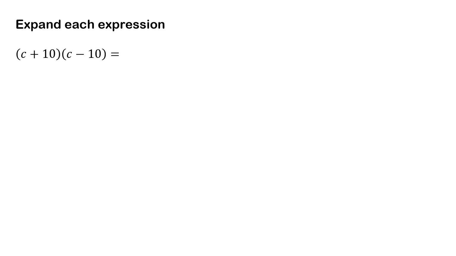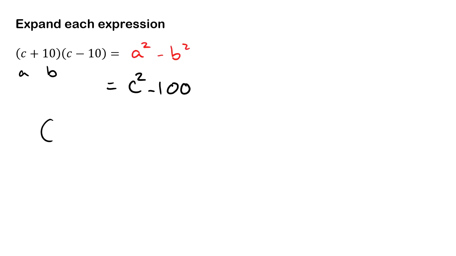So we're going to do some examples here. So remember, if this is a, that's b, and we know that we have a squared minus b squared. That's what our answer is going to be looking like. So we'll have c squared, because that's our a term. c squared. And then we have our b, so 10 squared is 100. So c squared minus 100.